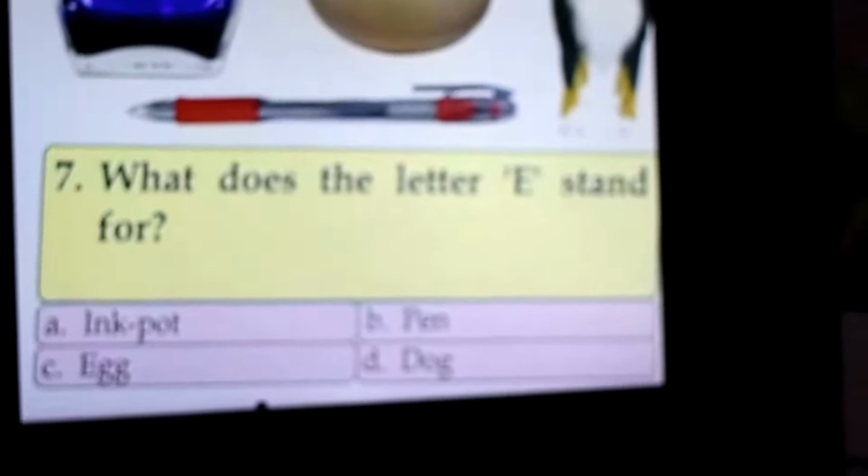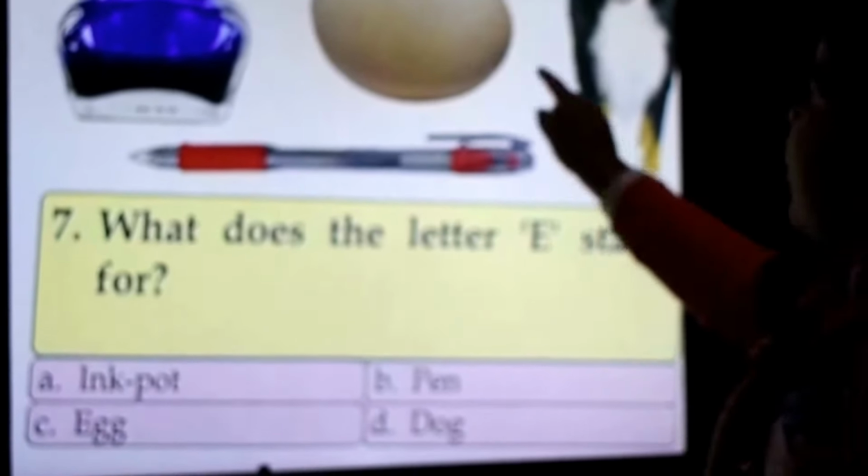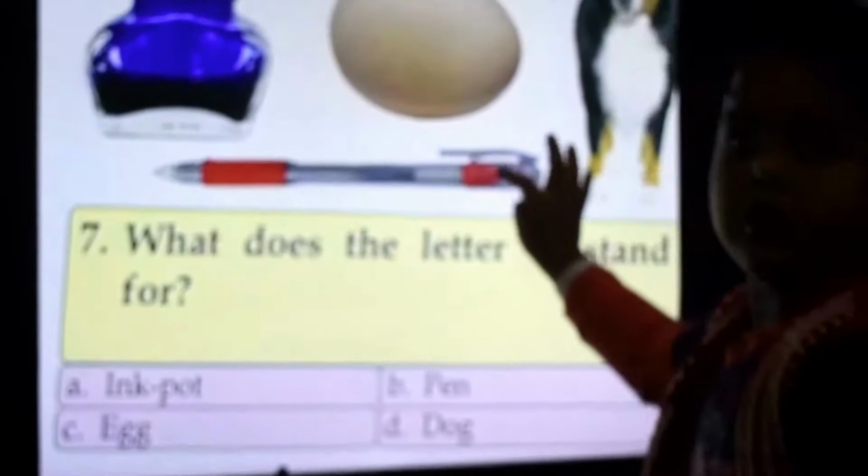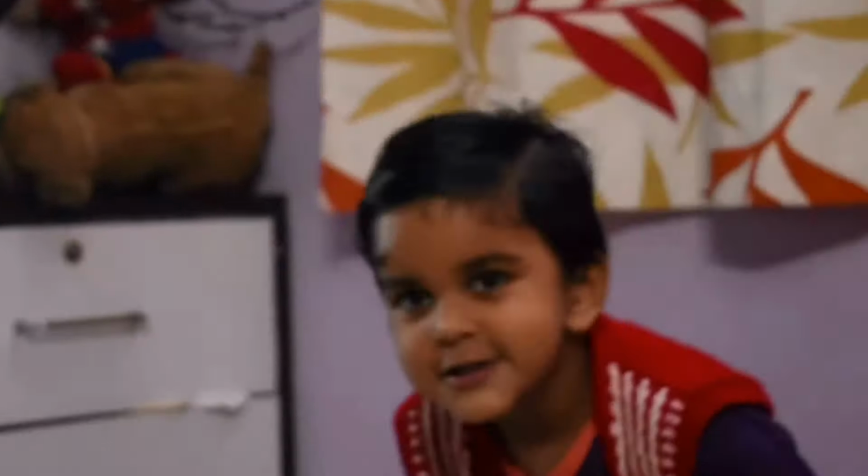So our next question is, what does letter E stand for? No, no. Let Chotu go first. Letter E, Chotu. E for? Egg. Very good. That is done. E for egg. Good job, Chotu. Dugu, your turn now. Go and point. E for? Egg. Good job. I'll tell the scores. Chotu 2, Dugu 7 till now.